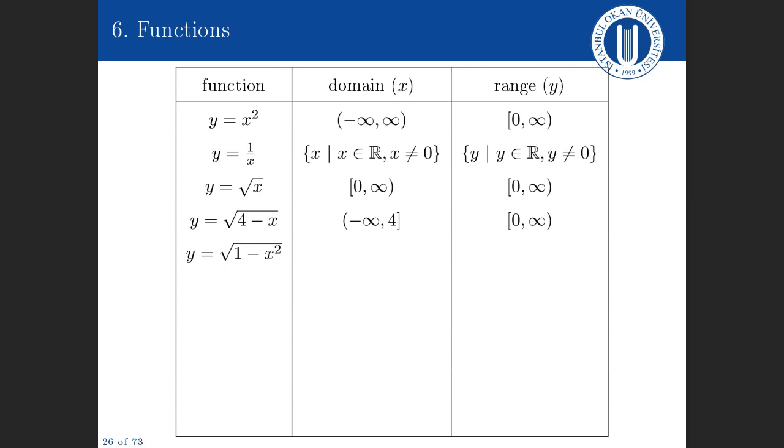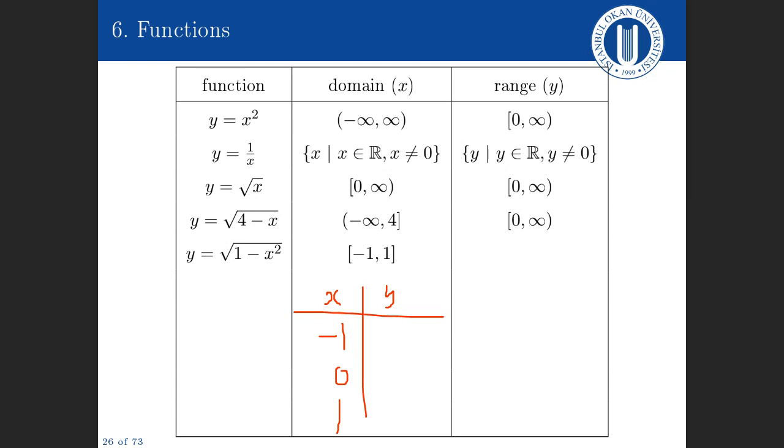Function number 5, y is equal to the square root of 1 minus x squared. Here, x must be between minus 1 and 1. Otherwise, we would be taking the square root of a negative number. What are the possible values of y? Well, let's look at x at minus 1, at 0, and at 1, and let's see what we have. Minus 1 and 1 are the endpoints, but 0 is in the middle, and that might tell us something interesting.